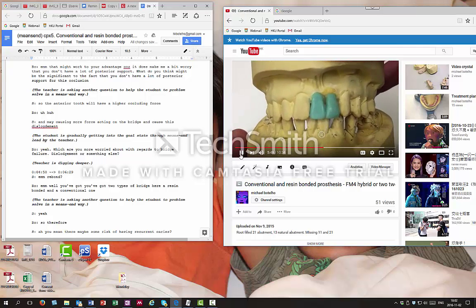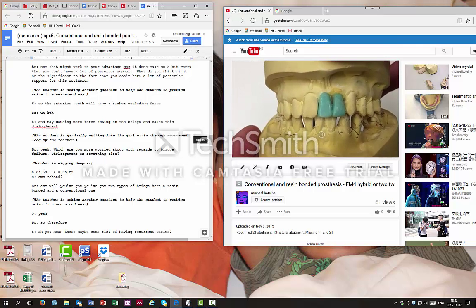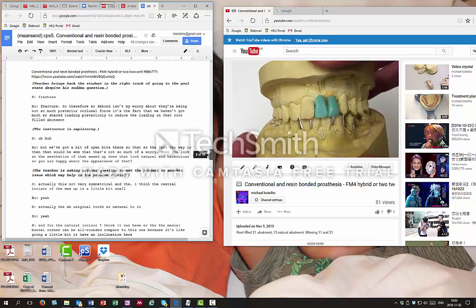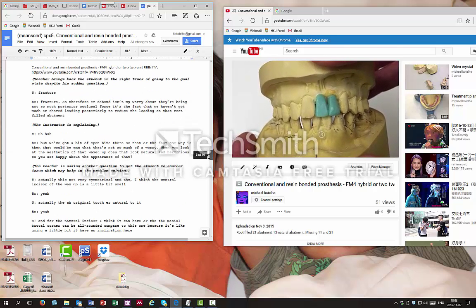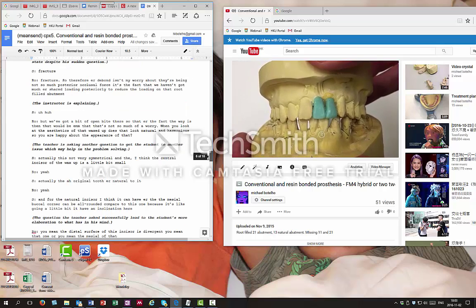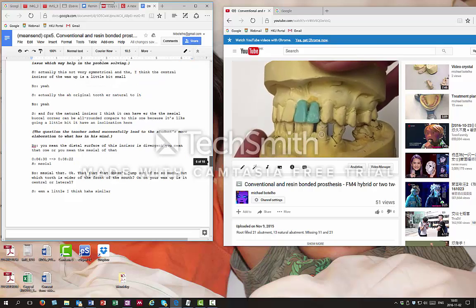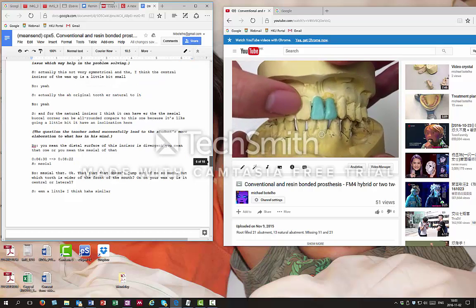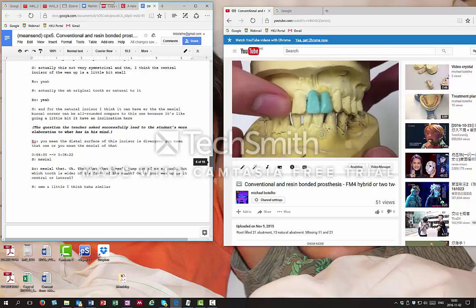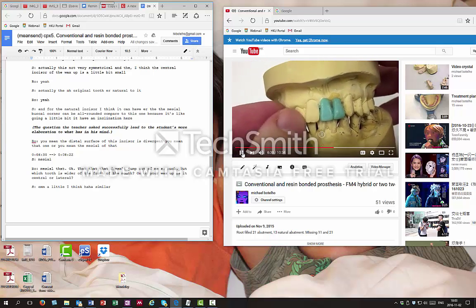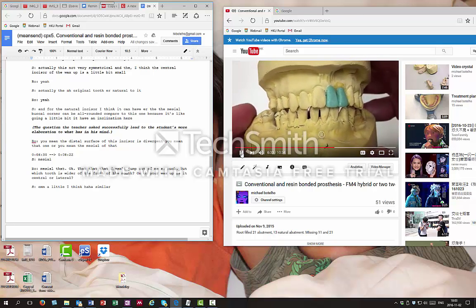When you look at the aesthetics of that wax up, does that look natural and harmonious? Are you happy about the appearance of that? Actually, it's not very symmetrical, and I think the central incisor of the wax up is a little bit small compared to the original tooth. And for the natural incisor, I think the mesial buccal corner can be more rounded compared to this one, because it's going a little bit heavy inclination. You mean the distal surface of this incisor is diverging? You mean that one, you mean the mesial of that? Mesial of that, okay. That doesn't jump out at me so much.